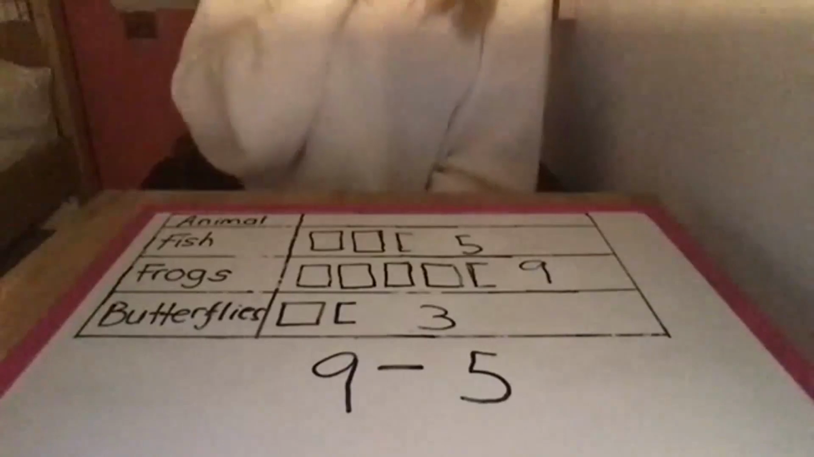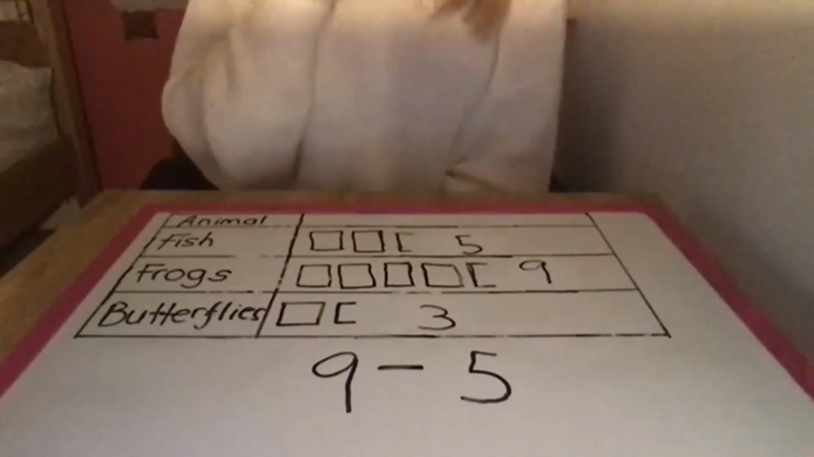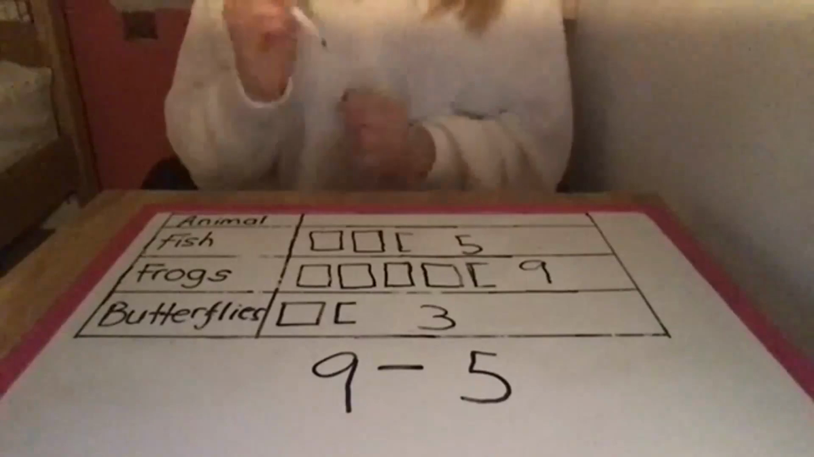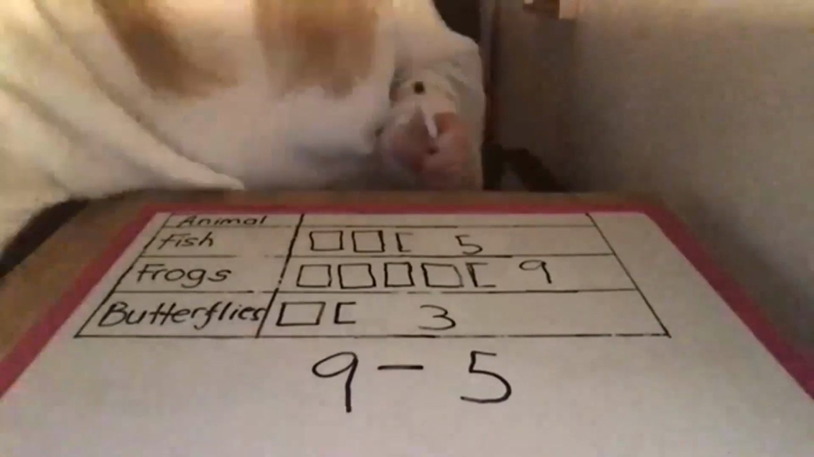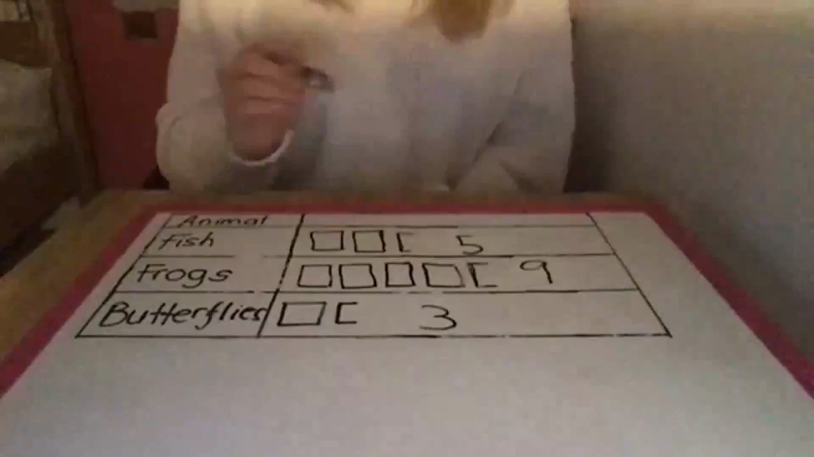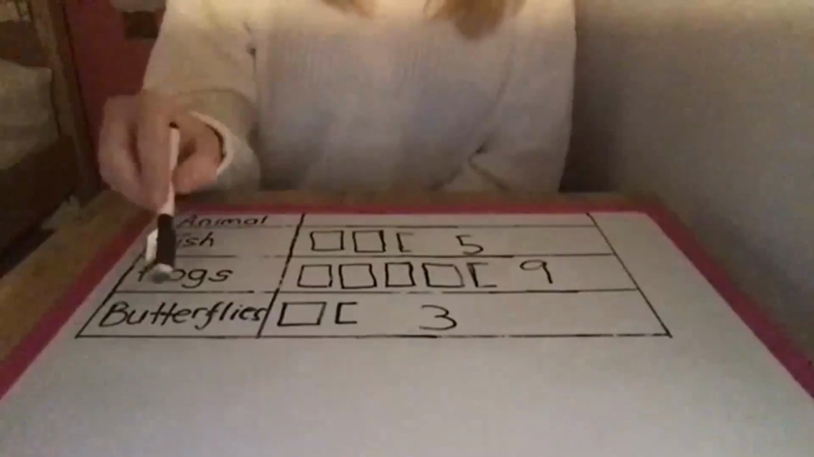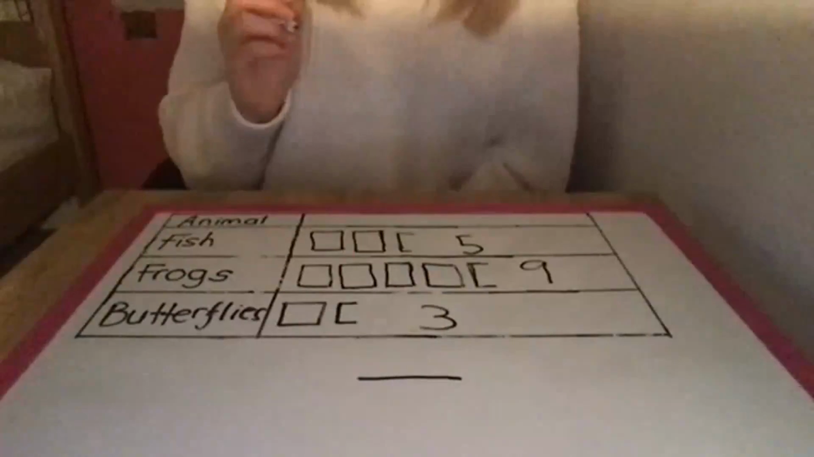Fantastic. Okay, I've got a question for you now. How many more fish did he see than butterflies? Could you pause the video and work that question out for me, Year 2? Okay, Year 2, so let me get rid of my subtraction number sentence. Okay, and my question to you was, how many more fish did he see than butterflies? Well, remember, when we find the difference, we do a subtraction. So we're going to need a subtraction number sentence here.